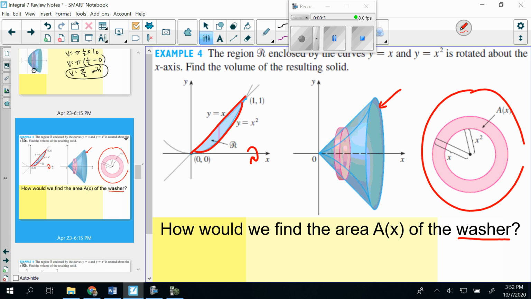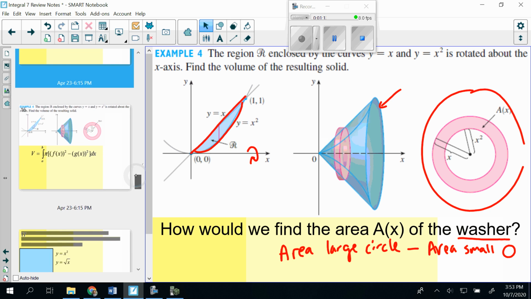Well, how would we find the area of that washer? We just want this area. We don't want the area of that circle in the middle. So what we would do is take the area of the larger circle, and then we would subtract the area of the small circle. So the difference would give us the area of that. Well, we're going to take that same concept when we try to take the volume of this.